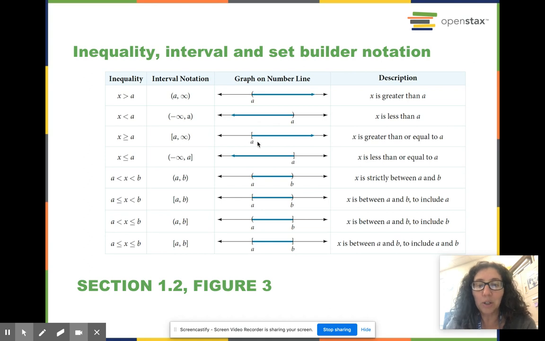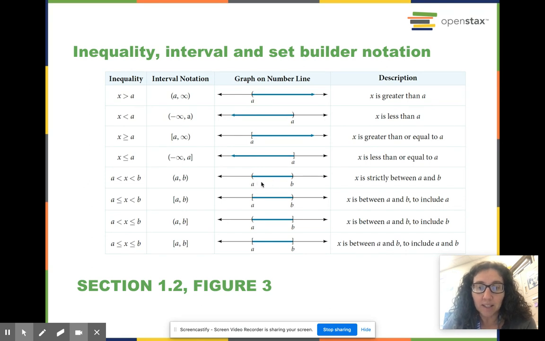Here, this looks a little bit different, right? Here I call this a curved bracket or parenthesis on the number line. And here we have a square bracket, right? On these next two examples, some square brackets. So what does that mean? That means that x is greater than or equal to A. So that means A is included in that. And here it's all the x less than or equal to A.